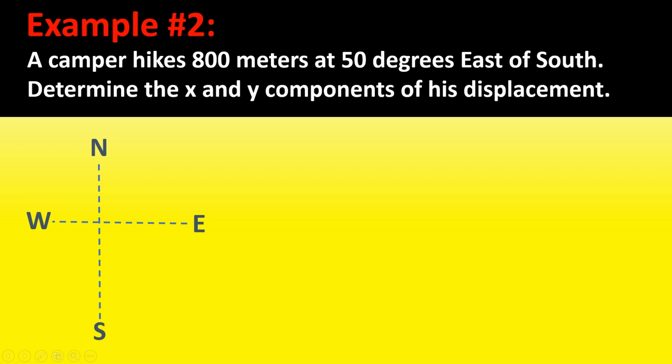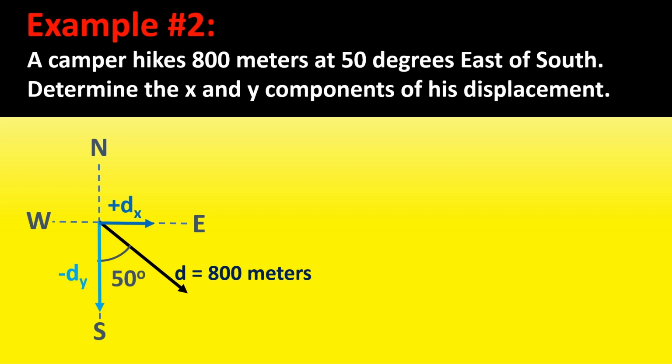Let us consider another example. A camper hikes 800 meters at 50 degrees east of south. Determine the x and y components of his displacement. The camper heads 50 degrees east of south, traveling 800 meters. The rightward x component is positive and the downward y component is negative.